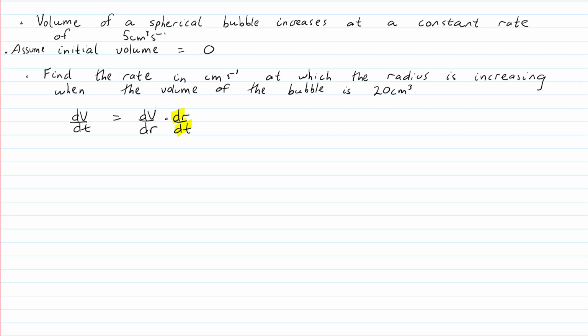So let's write down all the information that we know. We know dV by dt is equal to 5. Now the volume of a sphere is 4/3 pi r cubed. So therefore the derivative of the volume with respect to the radius is just going to be 4 pi r squared. Okay, so now we've got 5 is equal to 4 pi r squared times dr by dt.